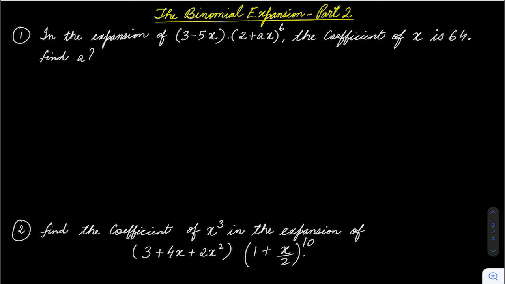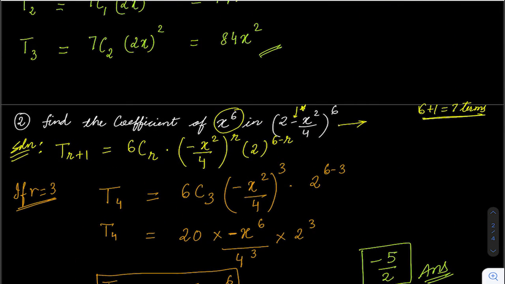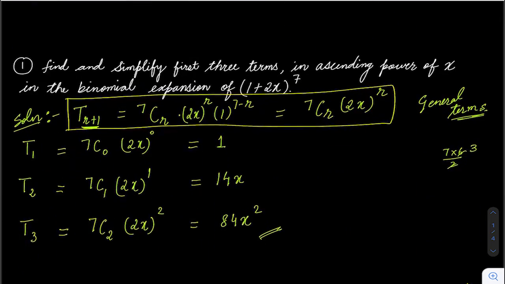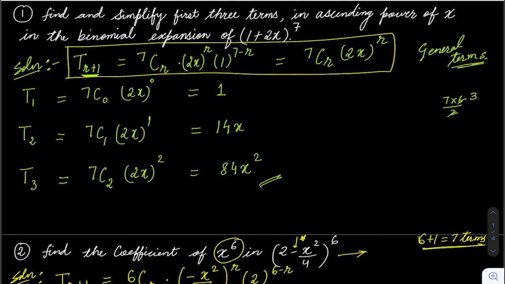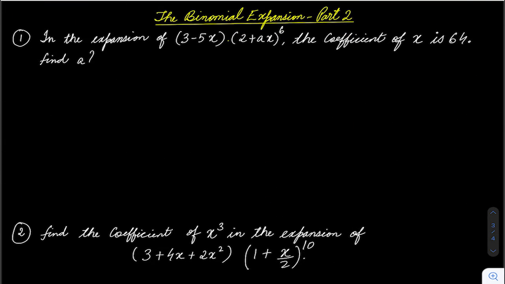Now in the previous video of binomial expansion, we saw how to use the general term of binomial expansion, how to use the binomial theorem expansion, how to use factorials, nCr, and solve questions. We did two questions. One is (2 minus x squared by 4) power 6 and the second one was (1 plus 2x) power 7.